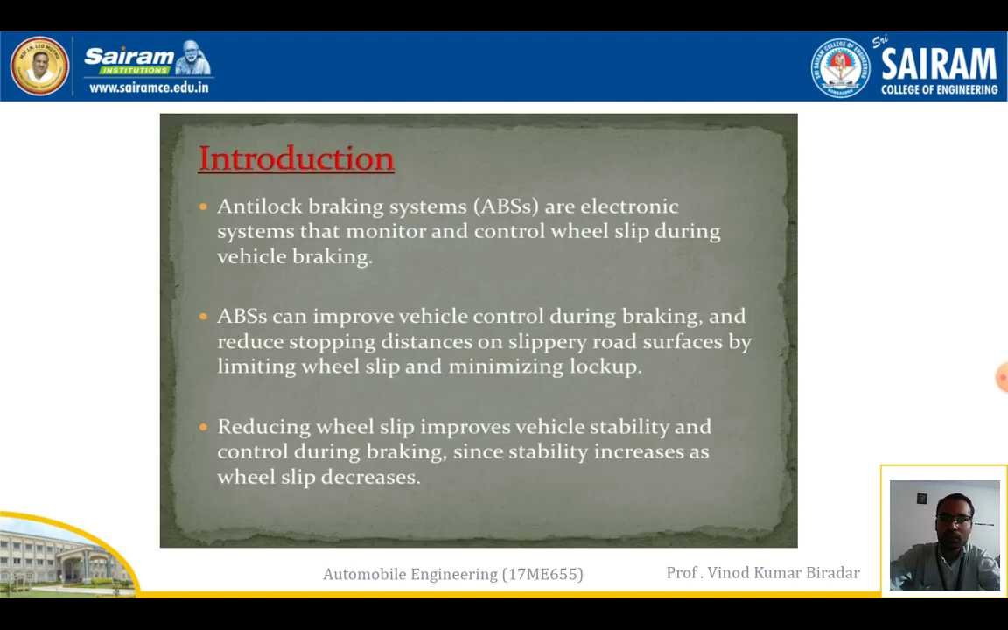As the definition says, the anti-lock braking system is shortly called ABS. It is an electronic system that monitors and controls the wheel slip during vehicle braking. The main use of this is that it will control the skidding of the vehicle. It will go like this: further movement, again it will stop, again movement, it will go and stop. So normally it will stop within some distance.